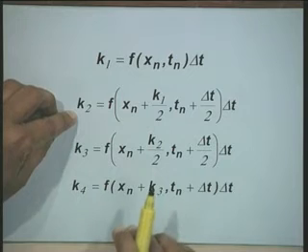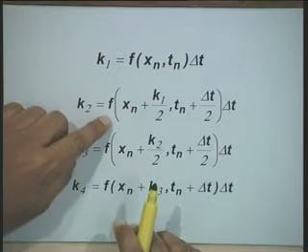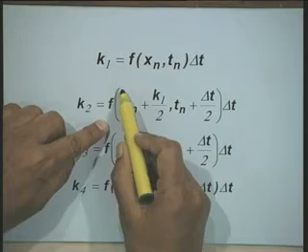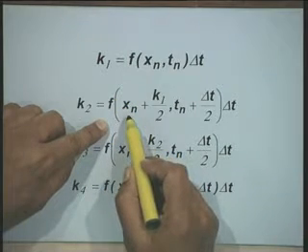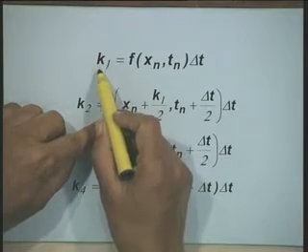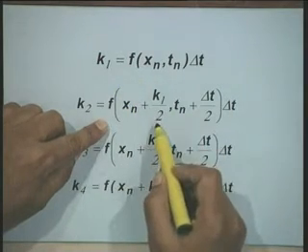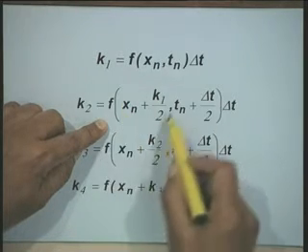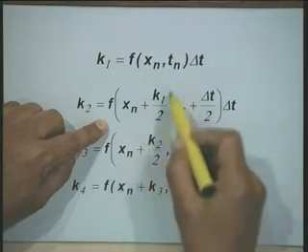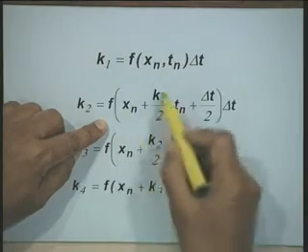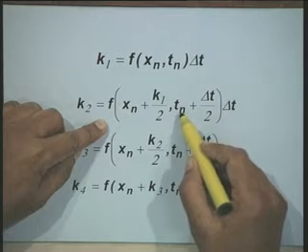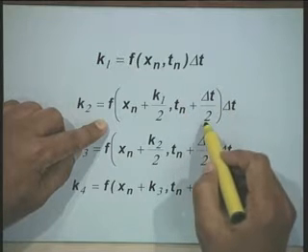Then we calculate k2 as f of x n plus k 1 by 2, and this means actually that the value of this term x n plus k 1 by 2 is at t n plus delta t by 2.